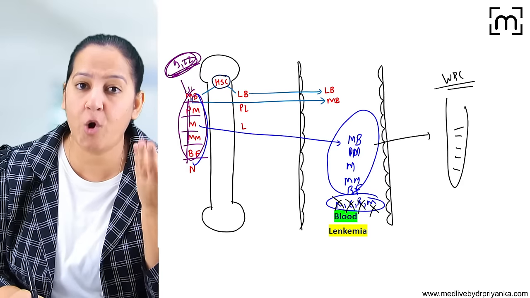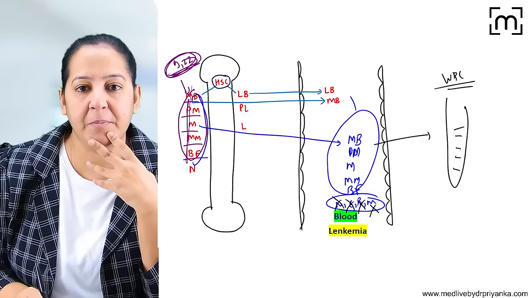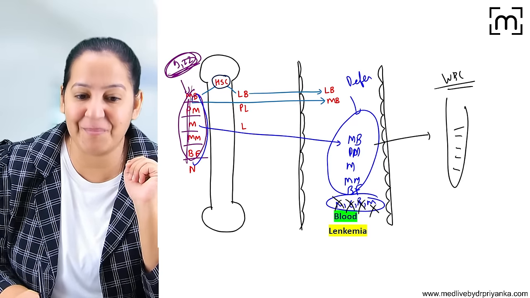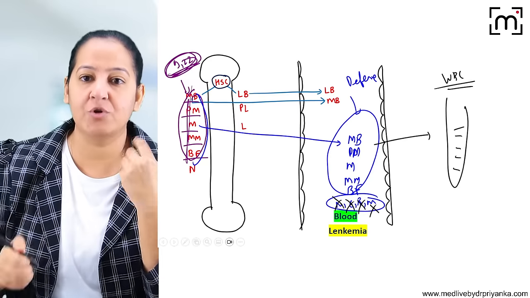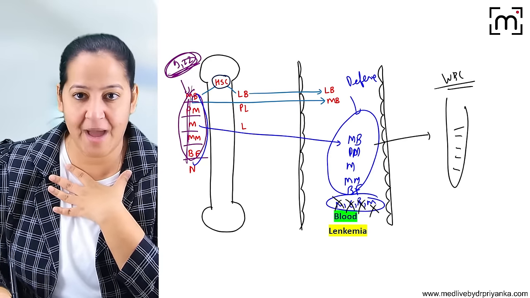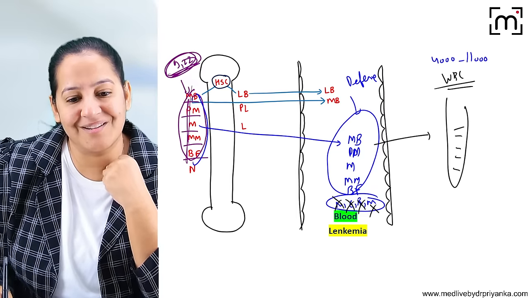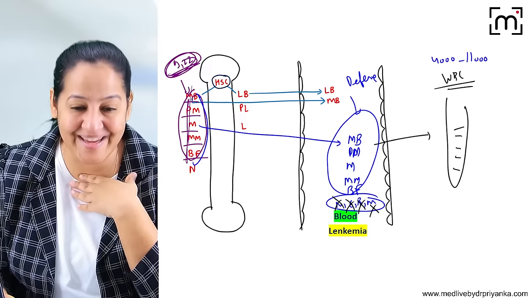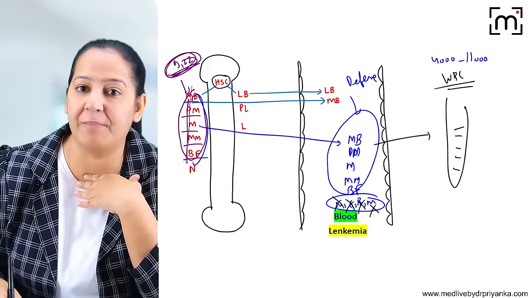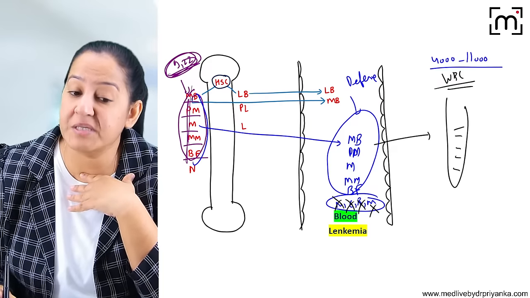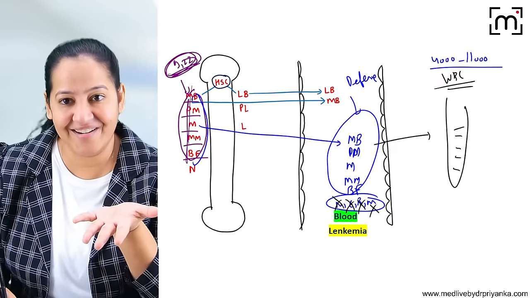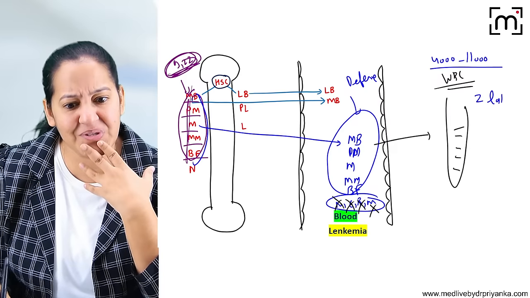So what is the function of WBC? Why has God provided us with WBC? See, ma'am, WBC does the defense. They are like an army. God has provided us the army. So you may be thinking, normally, how much army am I having? A healthy adult human being has 4,000 to 11,000 soldiers in the army. Here, the person is having 2 lakh soldiers in the army.